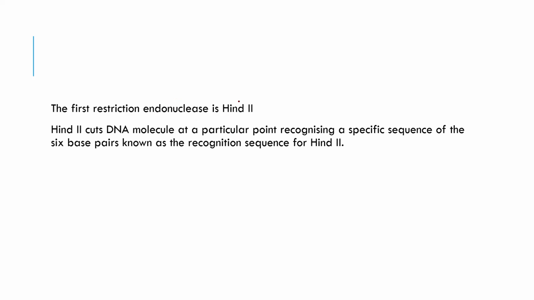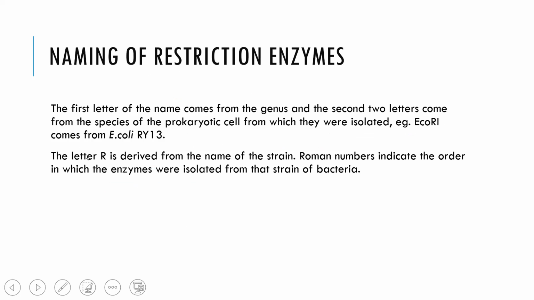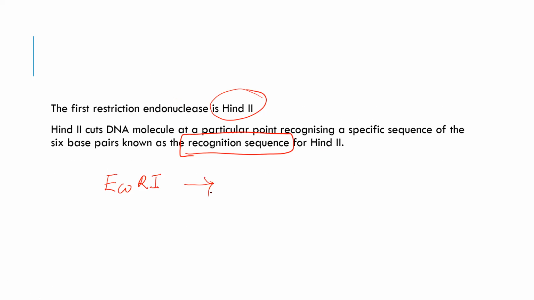The first restriction endonuclease is HindII. HindII cuts the DNA molecule at a particular point, recognizing a specific sequence of 6 base pairs known as the recognition sequence for HindII. What is this recognition sequence? For example, if we take an enzyme called EcoR1, this is a restriction enzyme. It actually recognizes a sequence. It recognizes a sequence, for example, GAATTC and CTTAAG.